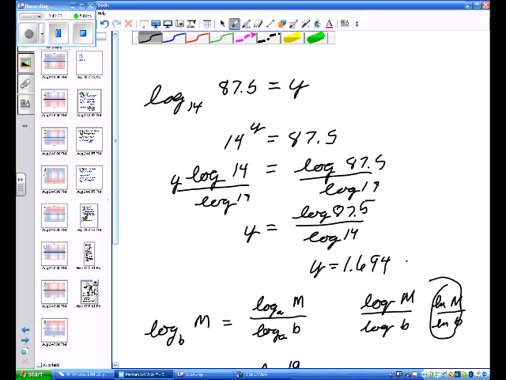Then we looked at changing bases because we can only work in base 10 and base e. So if you have any other base, then you have to change your base. That's equal to the log of the number divided by the log of the base. And most of the time we will want to write it using the natural log because there are some problems that we can only work in natural logs. So we can always work in natural logs. We're limited in working with common logs.